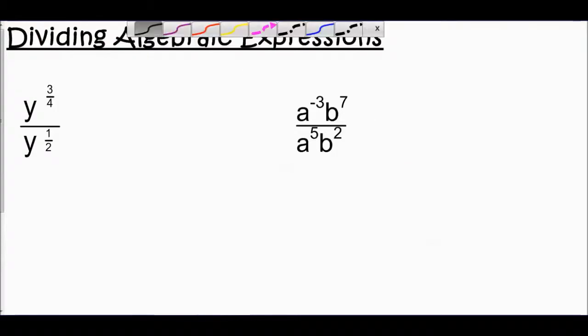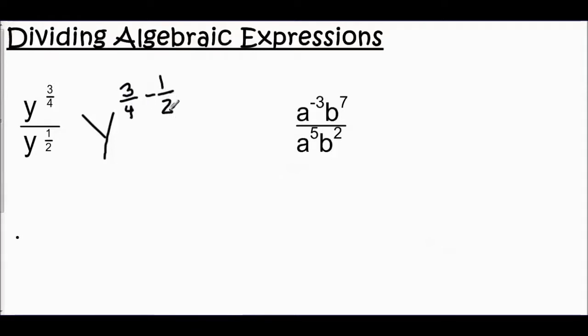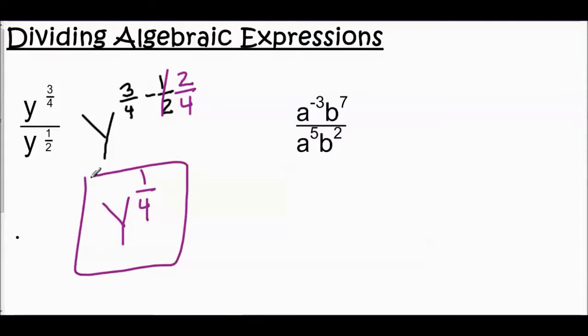Let's practice this a little bit. So let's take y to the 3/4 power and y to the 1/2 power. I am subtracting those exponents, so that's like taking y to the 3/4 minus the 1/2 power. To subtract those fractions, I need the common denominator, so that's going to be 2 over 4. And when I subtract those, I'm left with y to the 1/4 power.